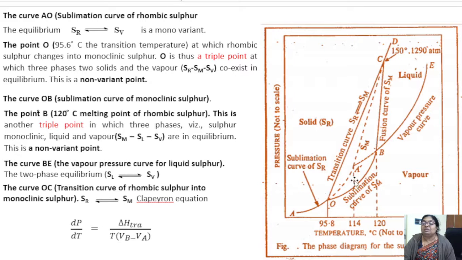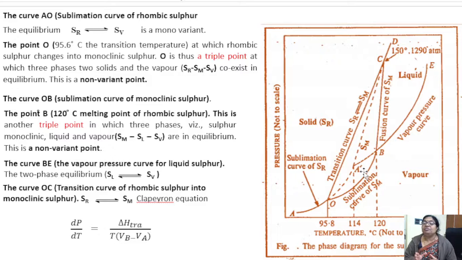So why do you get a metastable equilibrium in that? Because of the transition from rhombic sulfur to monoclinic sulfur, a molecular arrangement is necessary, and time is required to bring about the change from one crystalline form to the other crystalline form. Therefore that process will be very slow.